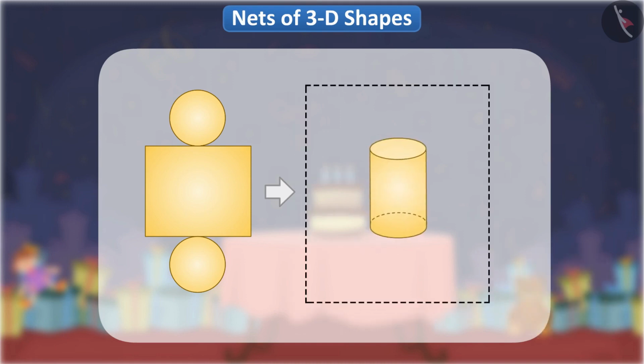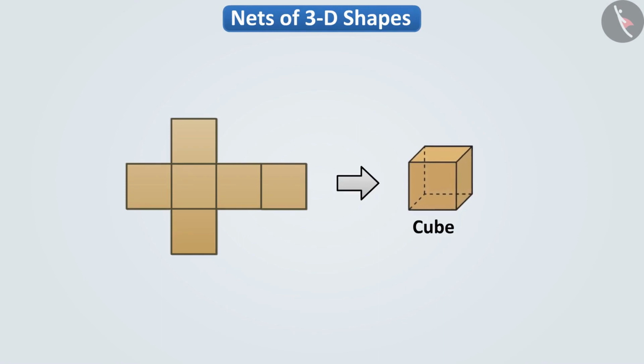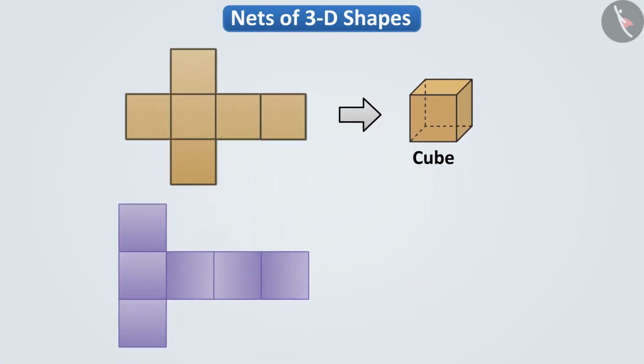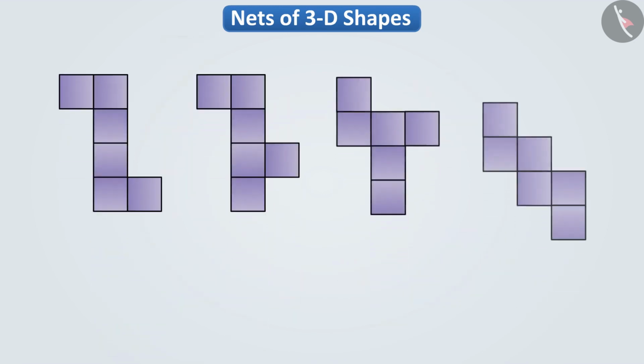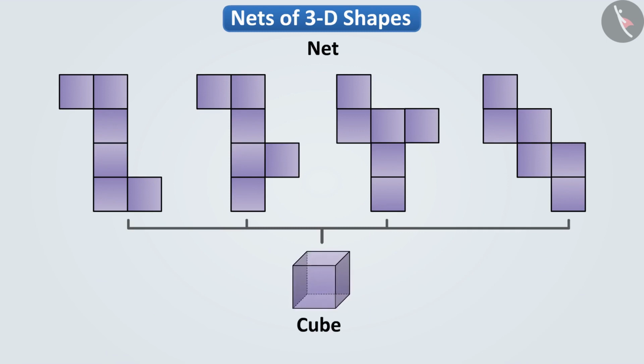Absolutely right. This net is of a cylinder. We saw that a cube can be made from this net. Now look at this net. All squares are made in it too. If we fold the squares properly, then we will definitely get a cube. In this way, we can make a cube not only from these 2 nets, but also from all these nets. That means we can say that a solid can have different nets.